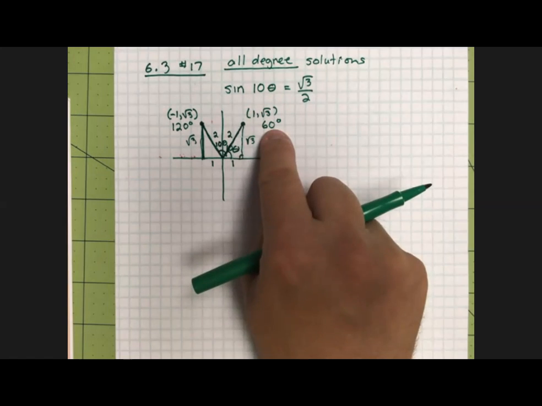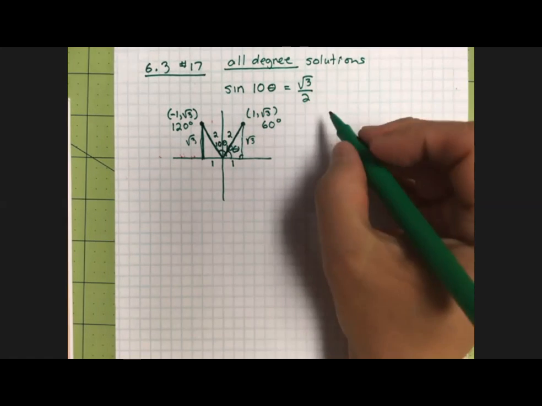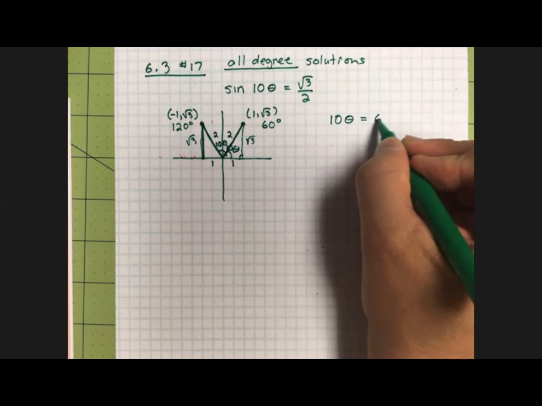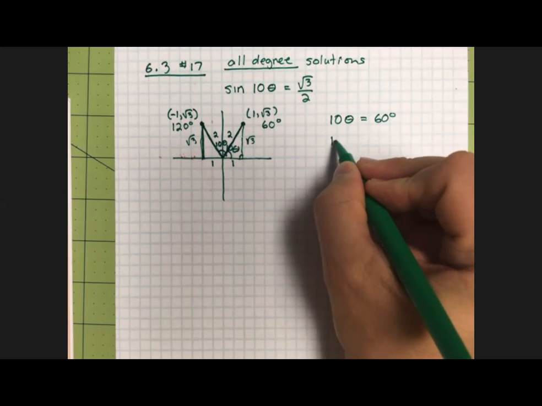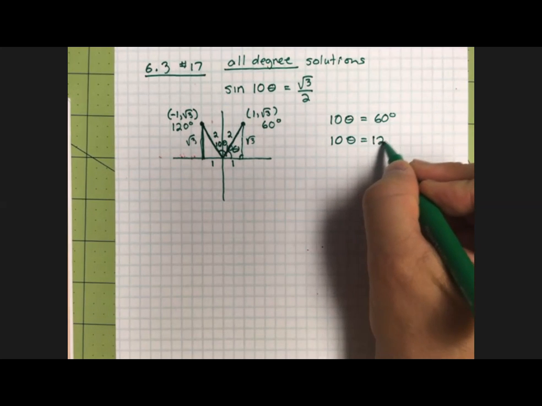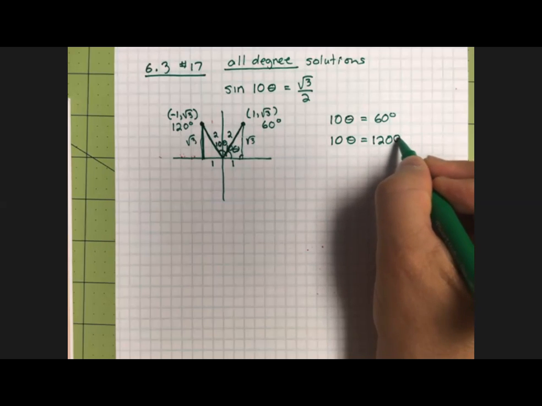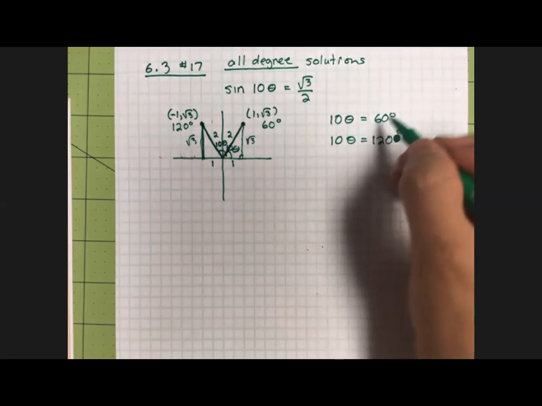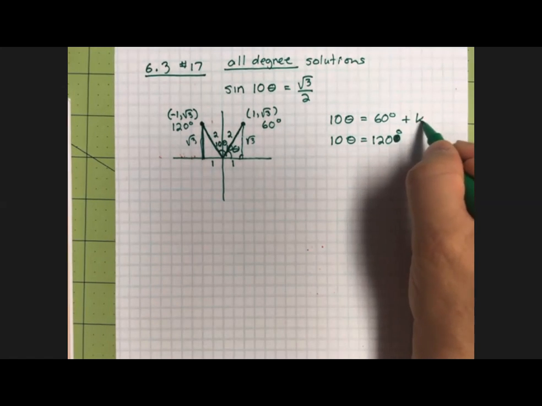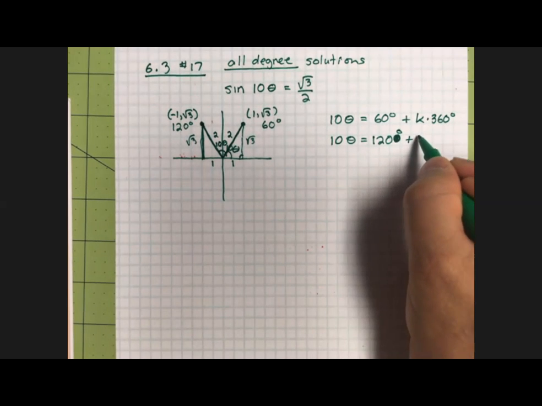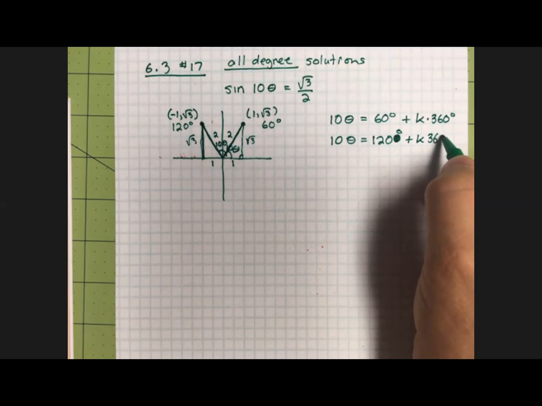The sine of 60 degrees is root 3 over 2. So that means 10 theta is 60 degrees, or 10 theta is 120 degrees. Sorry, 120 degrees. But remember, to capture all the possibilities, I'm going to add k times 360, k times 360.